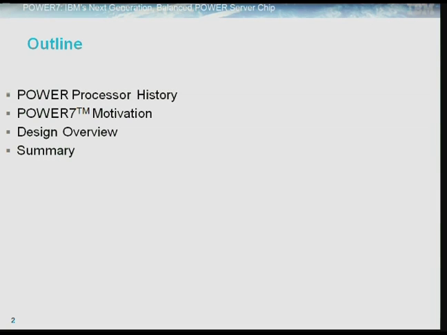Hi, today I'm going to be unveiling the Power 7 processor chip and sharing some microarchitectural details with you. Before I do, I'll spend a few minutes on the history of the Power architecture. Then I'll talk a little bit about the motivation and the principles for the Power 7 design. I'll give you an overview of the chip and some of the microarchitectural details. And finally, I'll wrap up with some status on where we are in the design cycle.